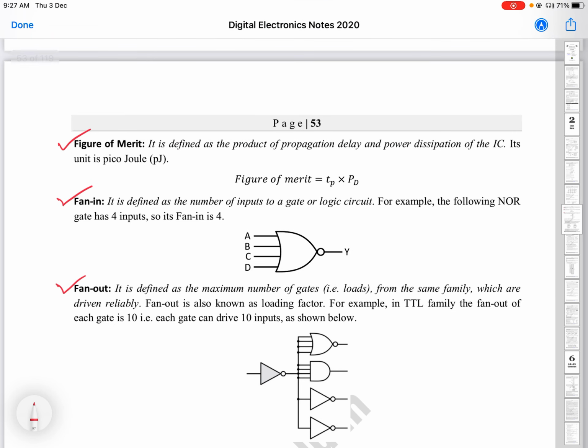Now figure of merit, you have to remember this definition again. It is defined as the product of propagation delay and power dissipation, that is, the product of the first 2 points. You have to remember all these definitions because these are regularly asked in the HSC board examination for 1 mark each. So this is the formula for that. Sometimes, rarely, numerical problems may be asked on this, but it is quite rare.